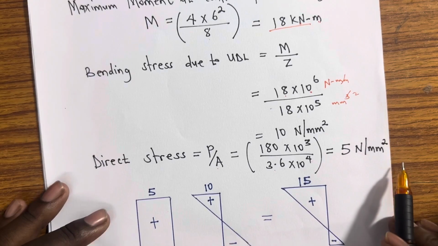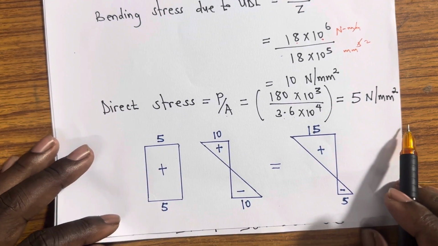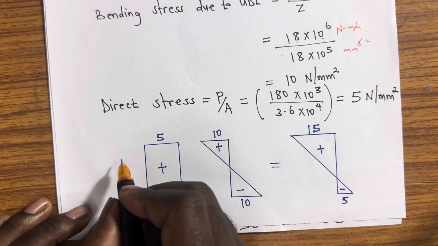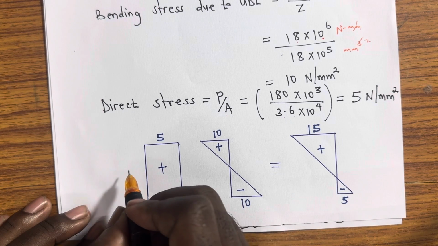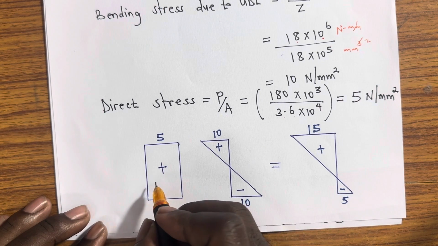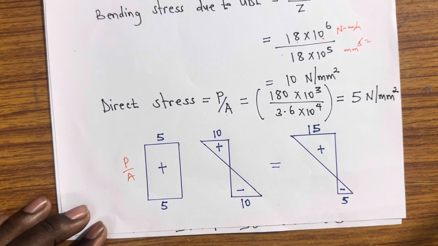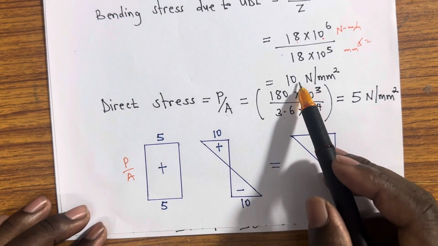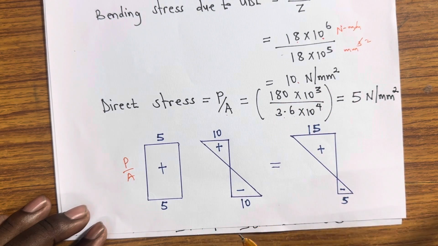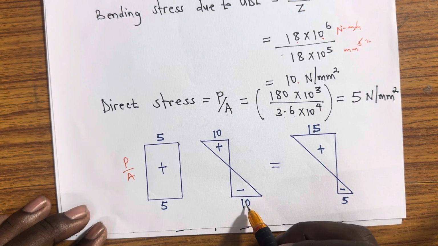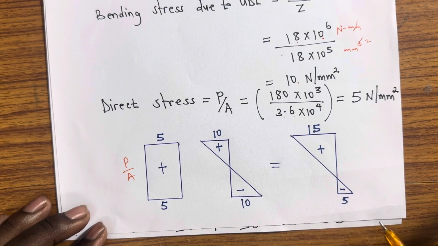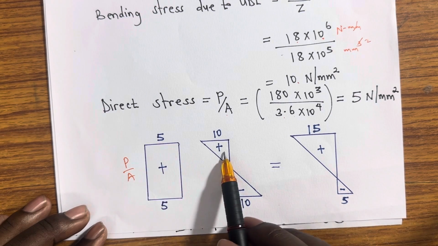What could be the resultant? Remember, this is at the center. So this is due to pre-stress. This one is due to direct stress, which is P by A, the first one. Then this one is due to the bending stress due to the UDL that we calculated. Remember, we obtained that to be 10. This particular 10 here. So this is 10 at the bottom and top. What is the resultant? 5 positive, positive.